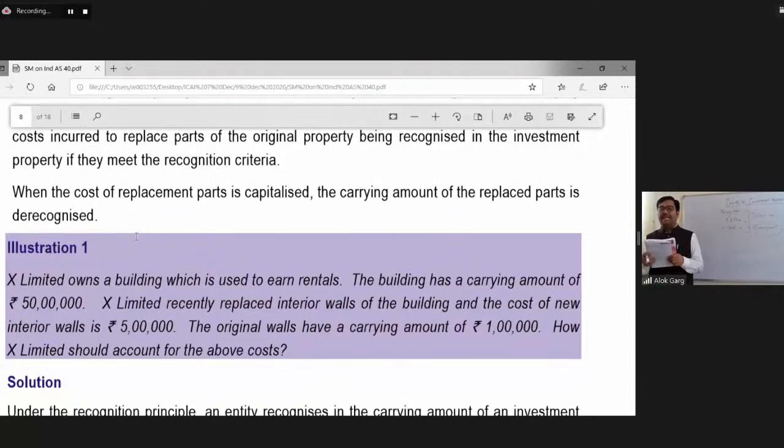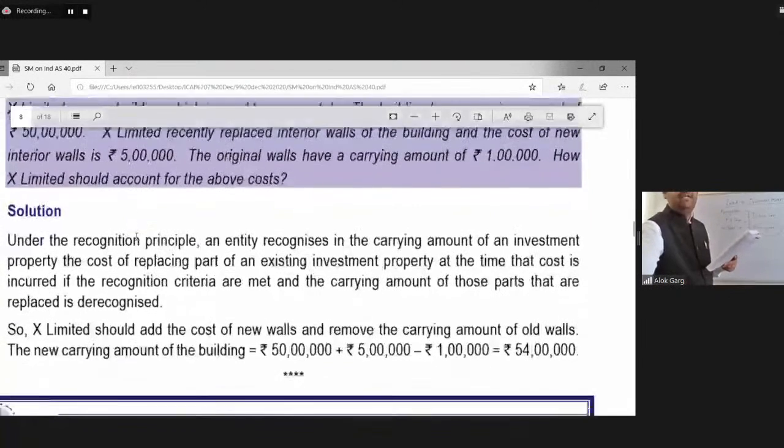So tell me, what will be the revised carrying value of this building? First of all, 50 lakh is the cost. So the current cost is going to be recognized, which is 50 plus 5, 55 lakh, and the carrying value of the existing wall is going to be derecognized. So this 1 lakh should be deducted. So 50 plus 5 minus 1, 54 lakh is the revised cost. So this 5 lakh is going to be capitalized and 1 lakh is going to be derecognized.